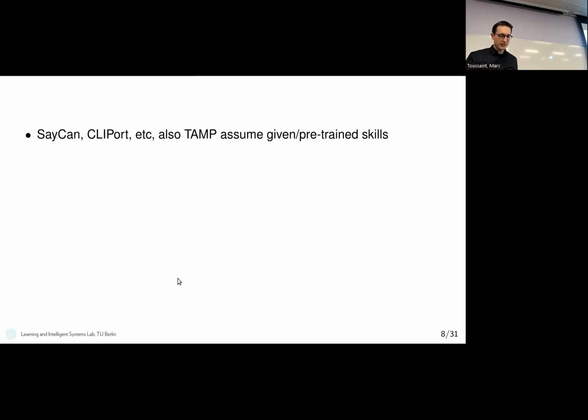I'll mention it also in a second. And also TAMP, task and motion planning. They assume that there is a library of skills, and the output of these LLMs is like calling these skills, so calling the motor primitives. And the same is also true for TAMP. We assume that we have this library of action primitives, this library of things to do. And to me, this is the bottleneck for both of these areas, for TAMP and also LLMs, I think.